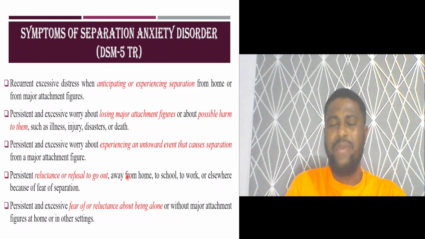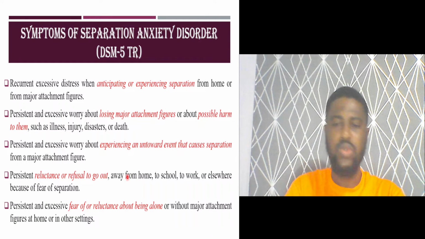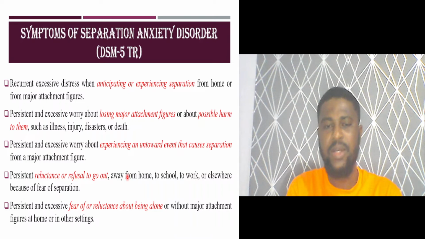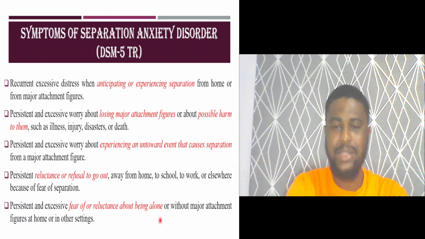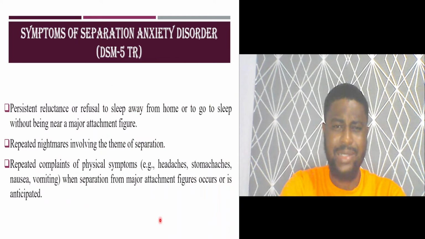Number four, there's persistent reluctance or refusal to go out, away from home, to school, to work, or elsewhere because of the fear of being separated from the individual's primary attachment figure. And number five, there's a persistent and excessive fear of or reluctance about being alone or without major attachment figures at home or in other settings.